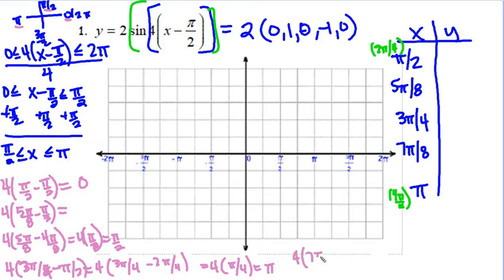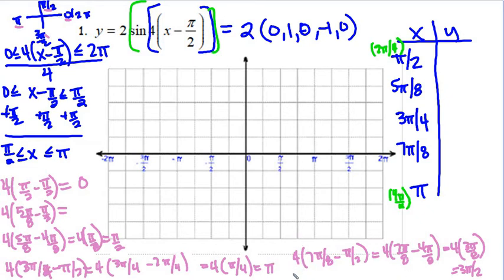So then I have 4 times 7 pi over 8 minus pi over 2 is 4 times 7 pi over 8 minus 4 pi over 8, which is 4 times 3 pi over 8, which is 3 pi over 2. So again, we're checking out, and the last one I should get is 2 pi.